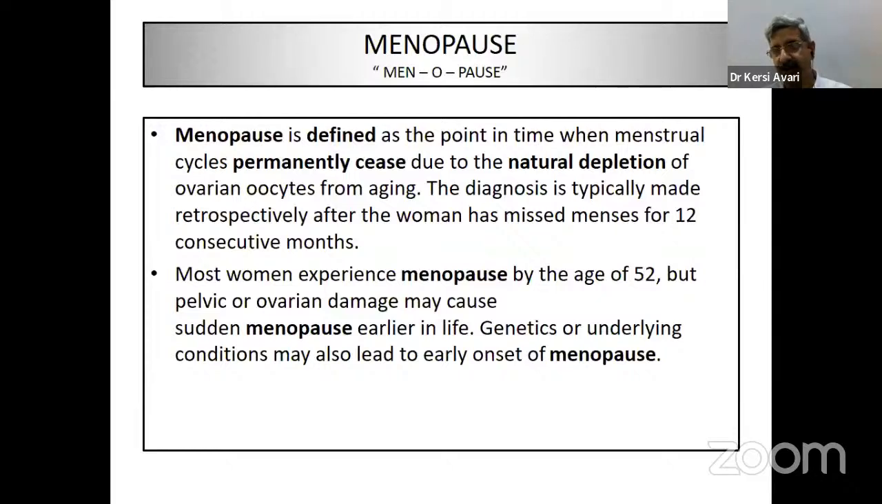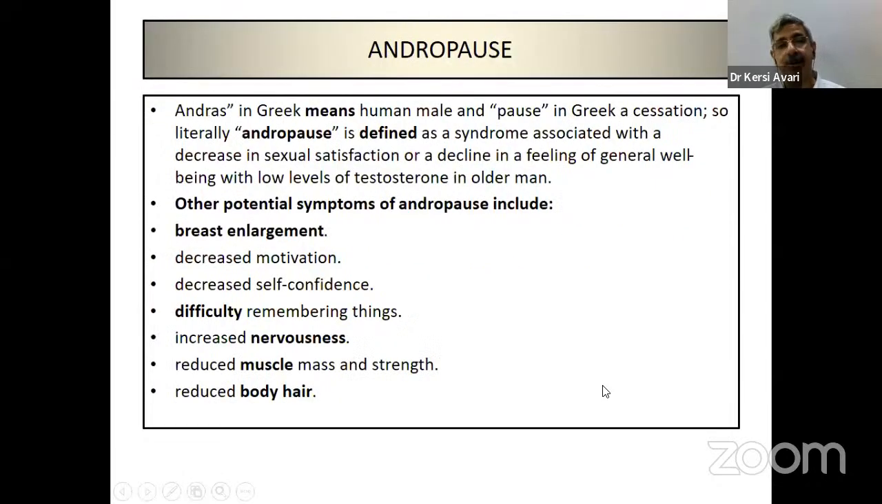Stock is getting exhausted, depleted. So how does it go gradually? You bleed once in 2 months, then once in 4 months, then slowly the quantity and the quality deteriorate, until it completely produces a stoppage. Most experience it by the age of 52. But prior to that also, sometimes pelvic or ovarian damage may cause menopause. There are genetic conditions also which can lead to an onset of early menopause.